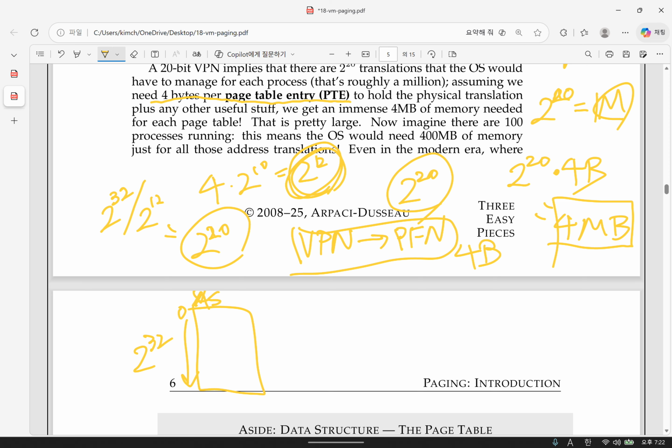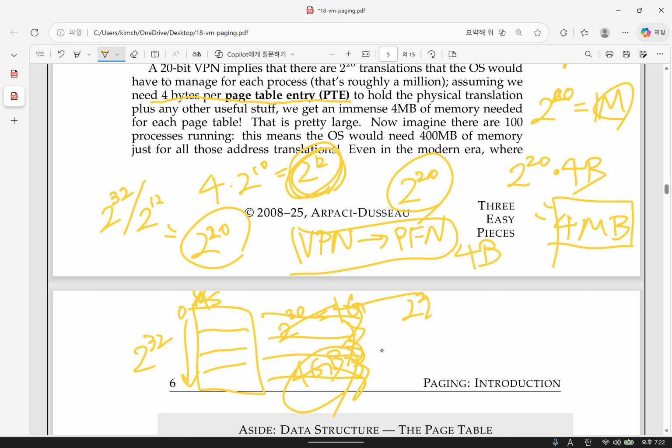2 to the 32 is about 4 gigabytes, maybe. I'm not too sure, because 2 to the 30 is 1 giga, and then it's times 2 to the 2. Yes, so it's 4 gigabytes. So we're saying each process has an address space of 4 gigabytes, and then they're going to have virtual pages, and then we're going to have a page table for each of the processes' address spaces, and they're going to be mapped to the physical frames, right?